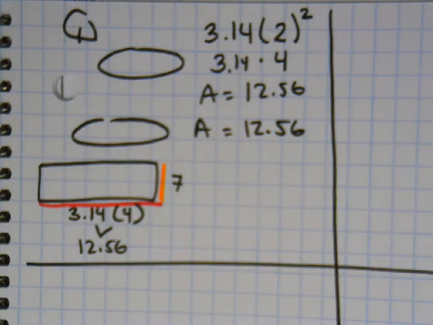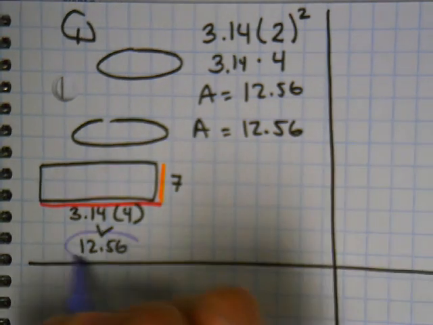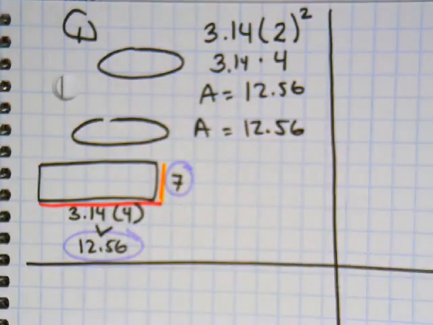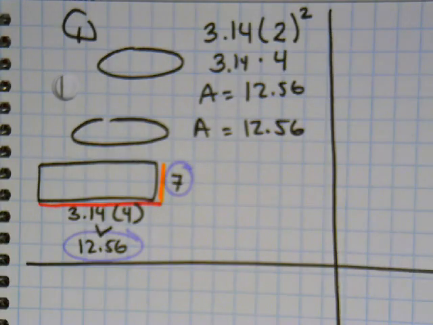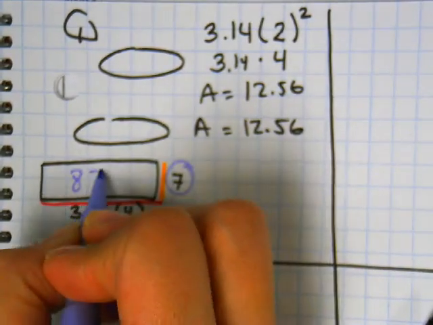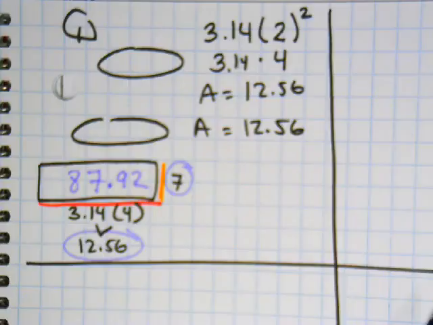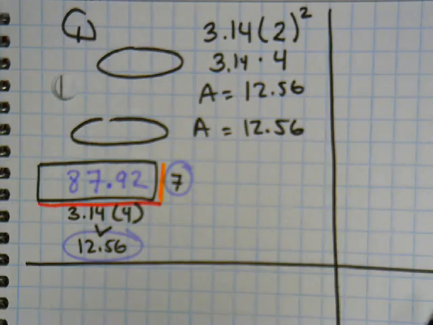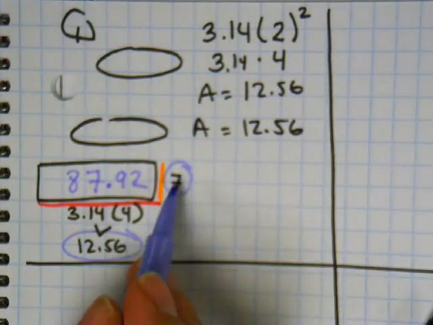I'm not even done multiplying. What do I have to multiply? This times this. What's 12.56 times 7? 87.92. How did they get that number? They multiplied the purple circles.